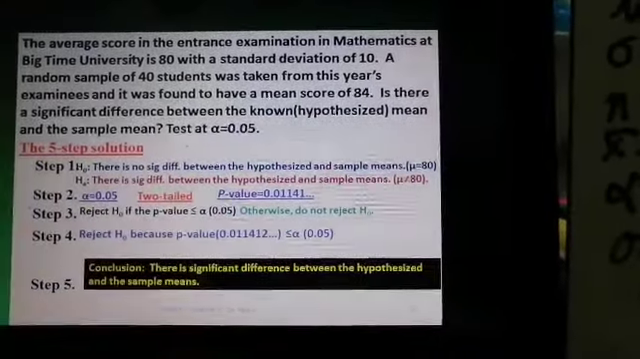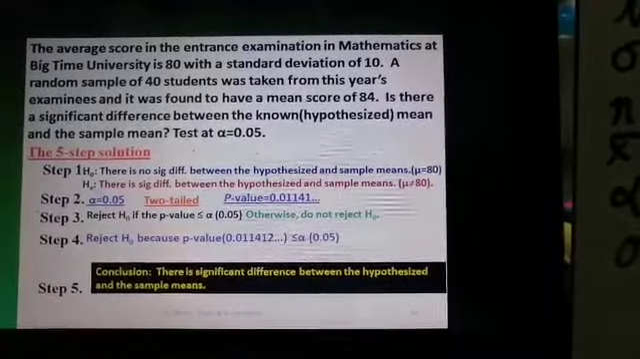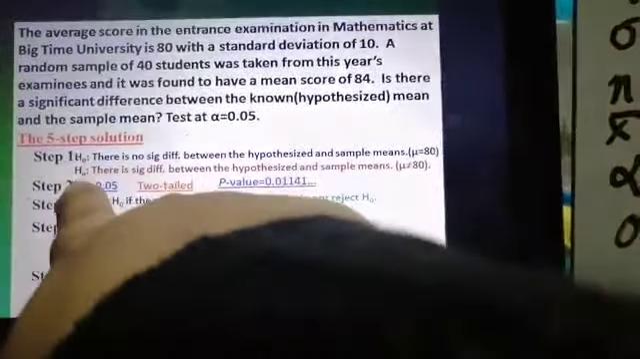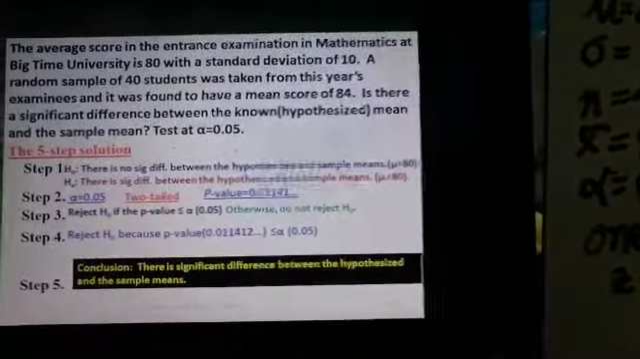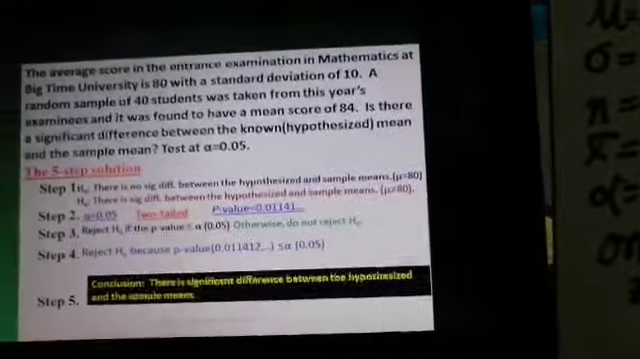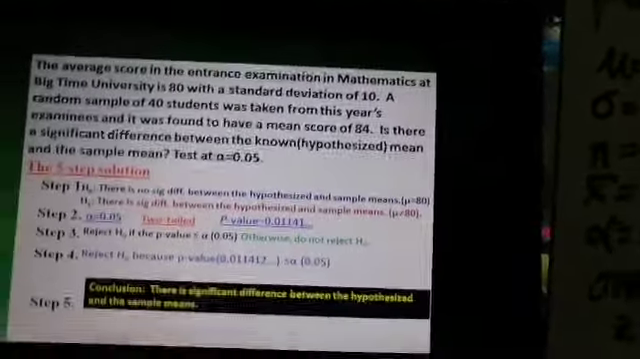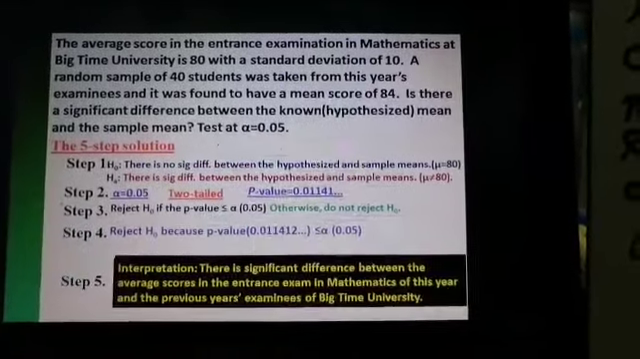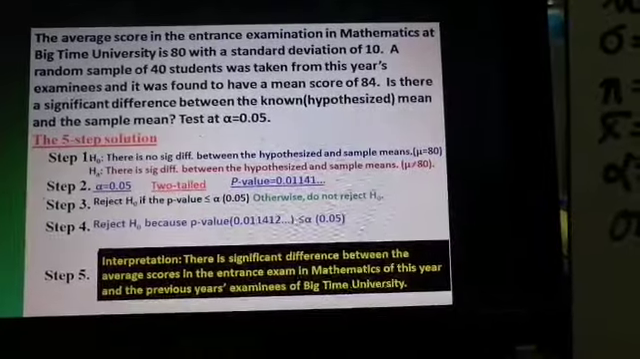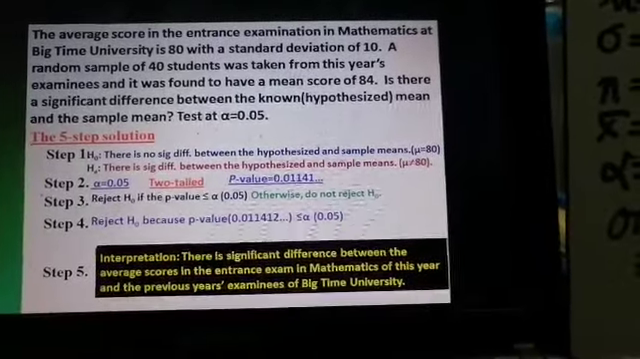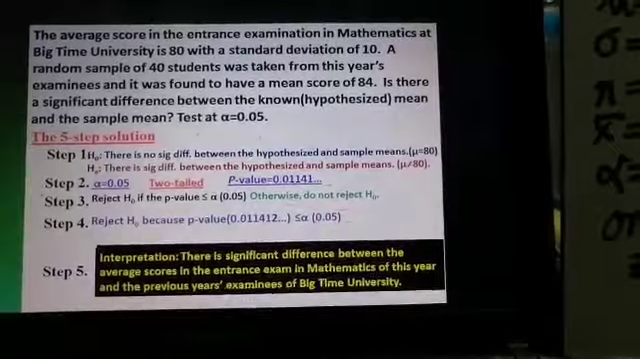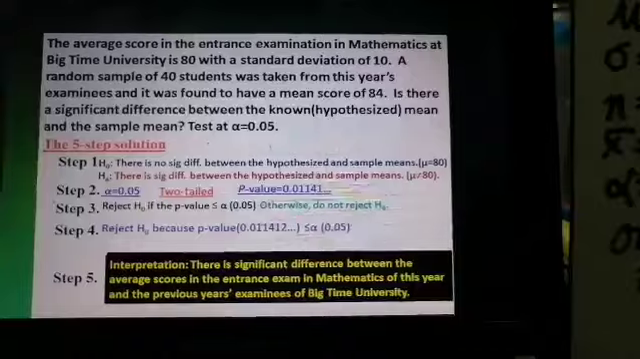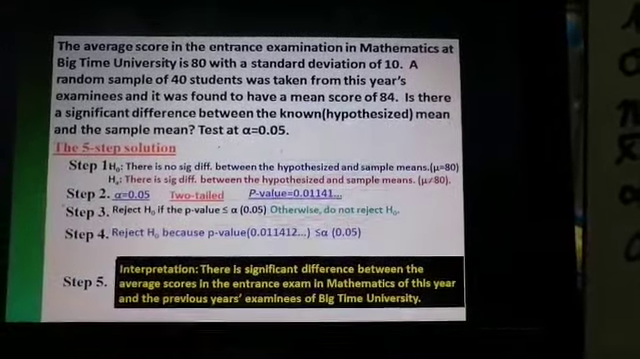And then, for the fifth step, you have to make a conclusion. Since you reject HO, then what is true? HA. There is a significant difference between the hypothesized mean and the sample mean, which is the same conclusion we had in our critical value approach. If you intend to interpret this in the context of the problem, then there is a significant difference between the average score in the entrance exam in mathematics of this year and the previous year's examinees of Big Time University.